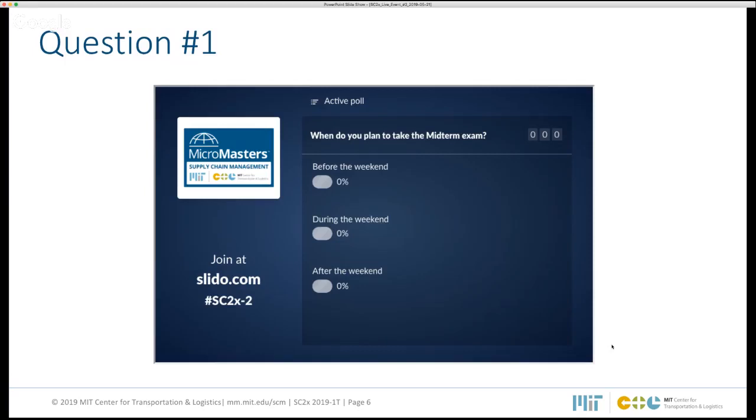And the question that I have prepared for you is the following: when are you planning to take the midterm exam? We have a couple of options. You're planning to take the exam before the weekend, so that's tomorrow or Thursday or Friday, during the weekend, Saturday or Sunday, or after the weekend.